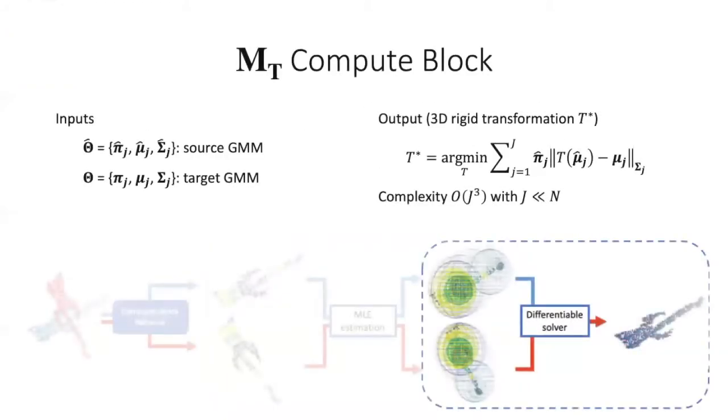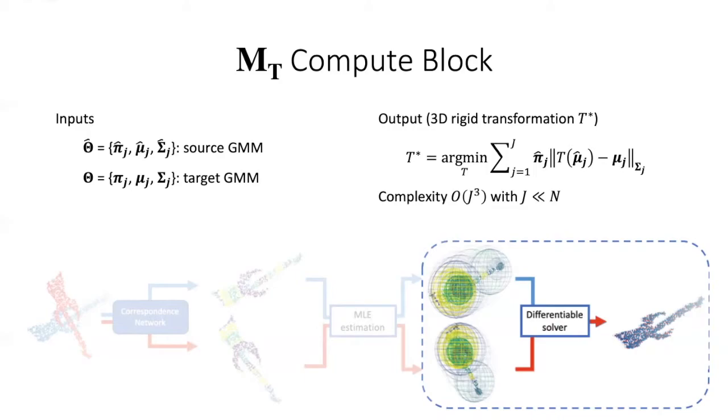The second compute block, denoted M_T, computes the rigid transformation parameters, i.e. 3D rotation and translation, using the GMM parameters estimated by M_theta. Note that the correspondence network and the M_theta compute block compute two sets of GMM parameters independently from the source and target point clouds. There is no explicit constraint forcing them to be the same distribution.